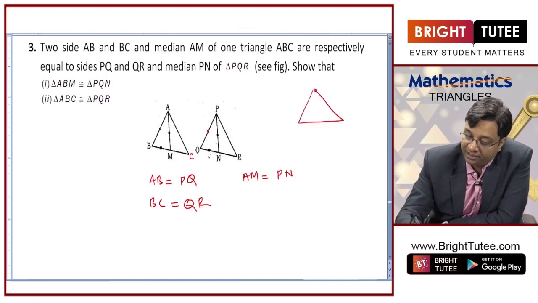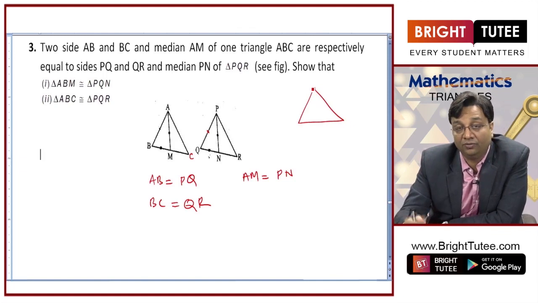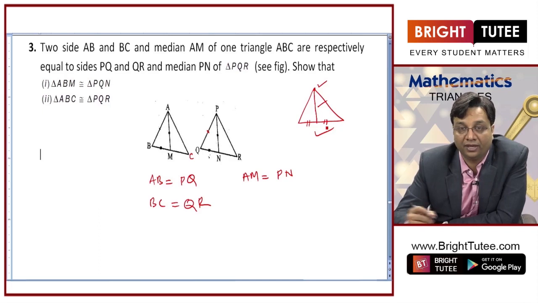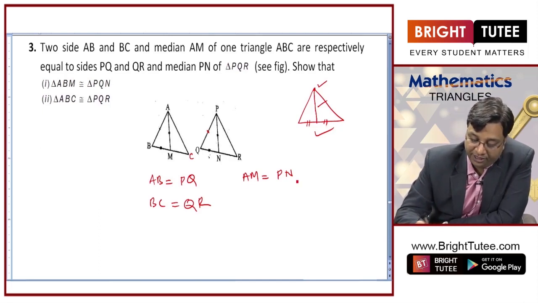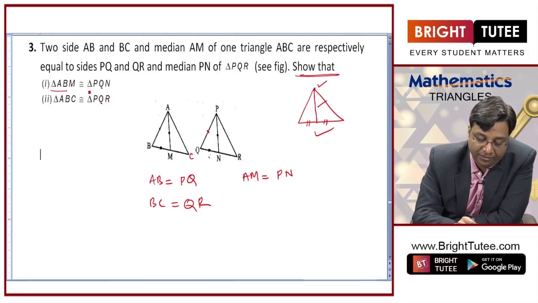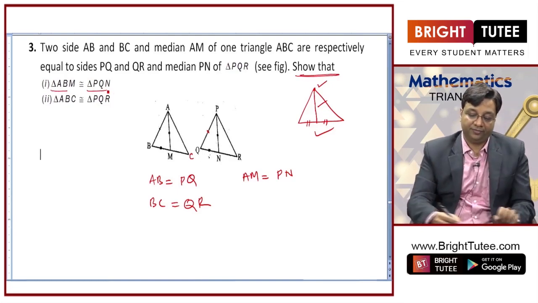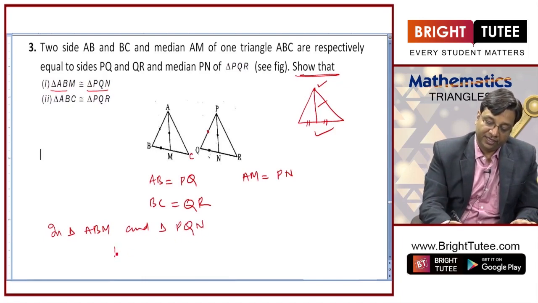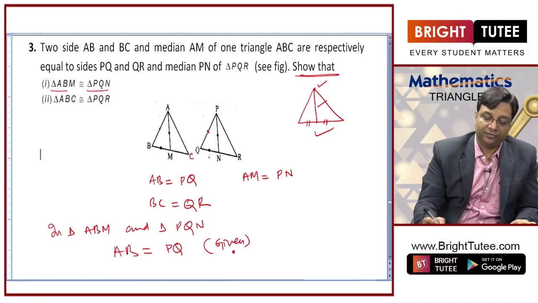What is a median? Median divides the opposite side or the side on which it is drawn. Let us say you draw from this vertex to this line and this is median. So, this will divide this side in two equal parts, right. So, the medians are equal. Now, we need to show that triangle ABM is congruent to triangle PQN. So, in triangle ABM and triangle PQN, AB is equal to PQ. This is already given, right.